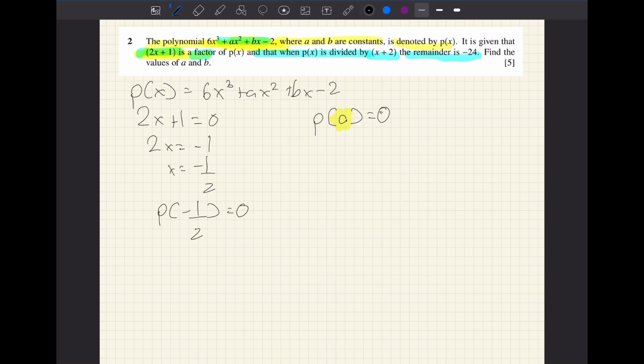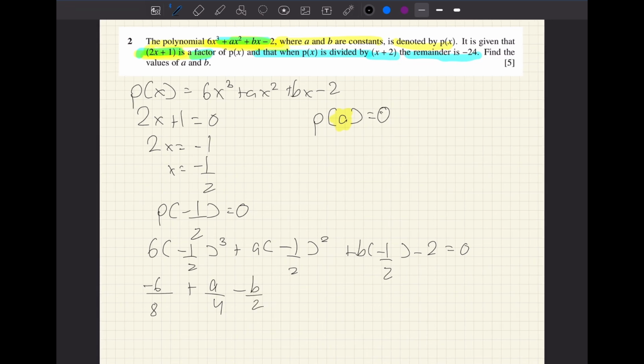So when we do p of minus 1 by 2, we have to replace every single instance of x with negative 1 by 2. So 6 times negative 1 by 2 cubed, plus a times negative 1 by 2 squared, plus b times negative 1 by 2, minus 2 is equal to 0. So 6 times negative 1 by 2 cubed is negative 6 by 8, plus a times negative 1 by 2 squared, which is positive 1 by 4 because we're squaring it. So a by 4, negative b by 2, minus 2 is equal to 0.